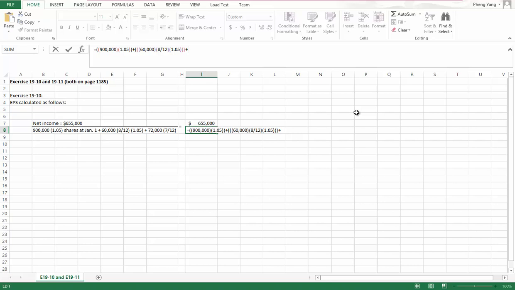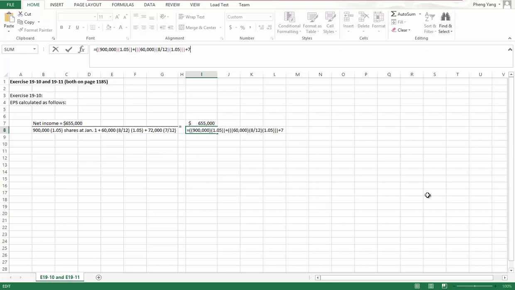Plus, you don't have to do this. I'm only doing this because I'm showing you that you can do it separately. You can do 900,000 times 1.05 separately, and then do the 60,000 times 8/12 times 1.05 separately, and then do this calculation separately, and then add them all together. I'm just doing it all together here so that I can come up with the right answer for you. And then I'll show you how to do it separately too, just so that you don't get confused.